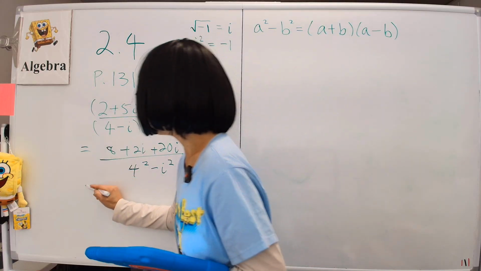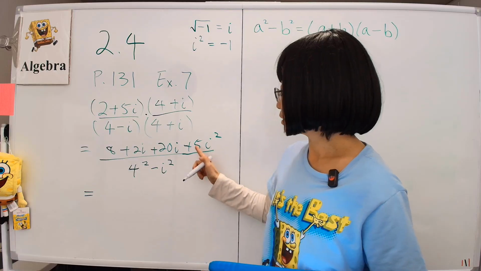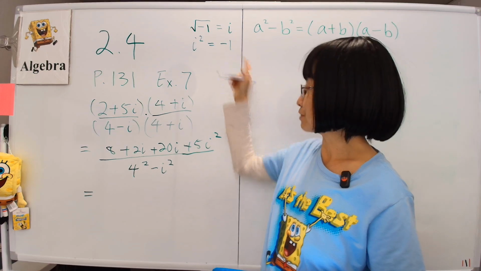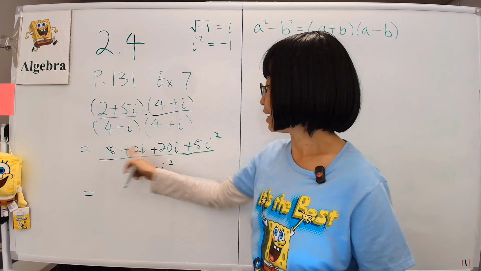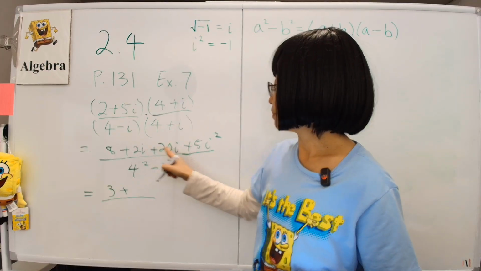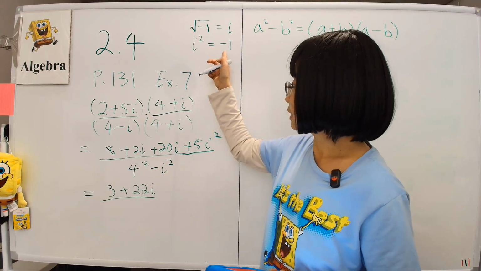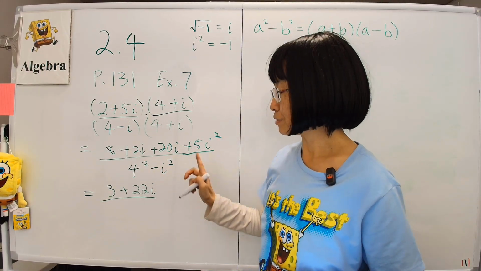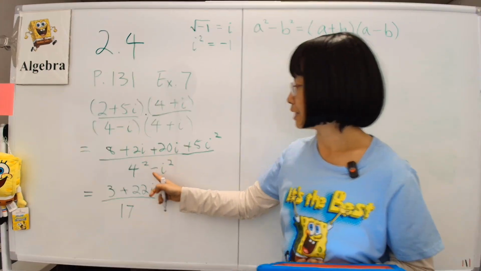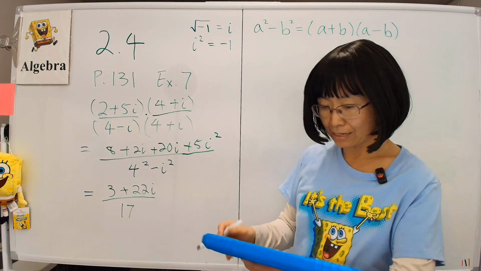Good. So having said that, now we're going to do the details. This is plus 5i squared, which is minus 5 because i squared is equal to negative 1. That's right here, so this is minus 5. So we have 8 minus 5 is 3, plus 2i plus 20i, that's 22i. And then on the bottom, i squared is negative 1. So minus negative 1 is plus 1. So that's 4 squared is 16, so that gives us 17. Because minus negative 1 is the same as adding 1. So we have 16 plus 1 is 17. And that should be right.